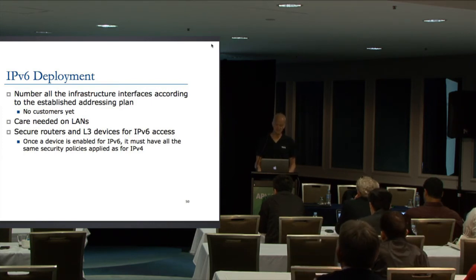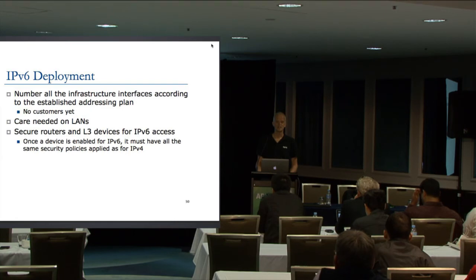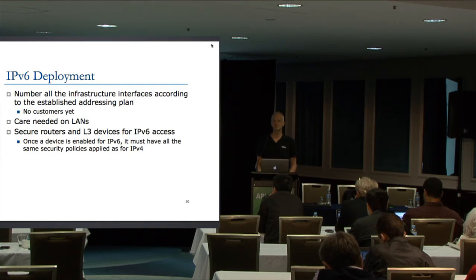Secure routers and layer 3 devices for V6 access. Turn on V6, remember it becomes V6 accessible. I've seen many networks that have bulletproof security in V4. They've turned on V6 support on the router, no filters on VTY, Telnet, SSH, SNMP, and suddenly they wonder why the whole world is logging into their routers and doing nasty things with them. Once you turn on V6 on a device, make sure you've got identical security policies as for V4.